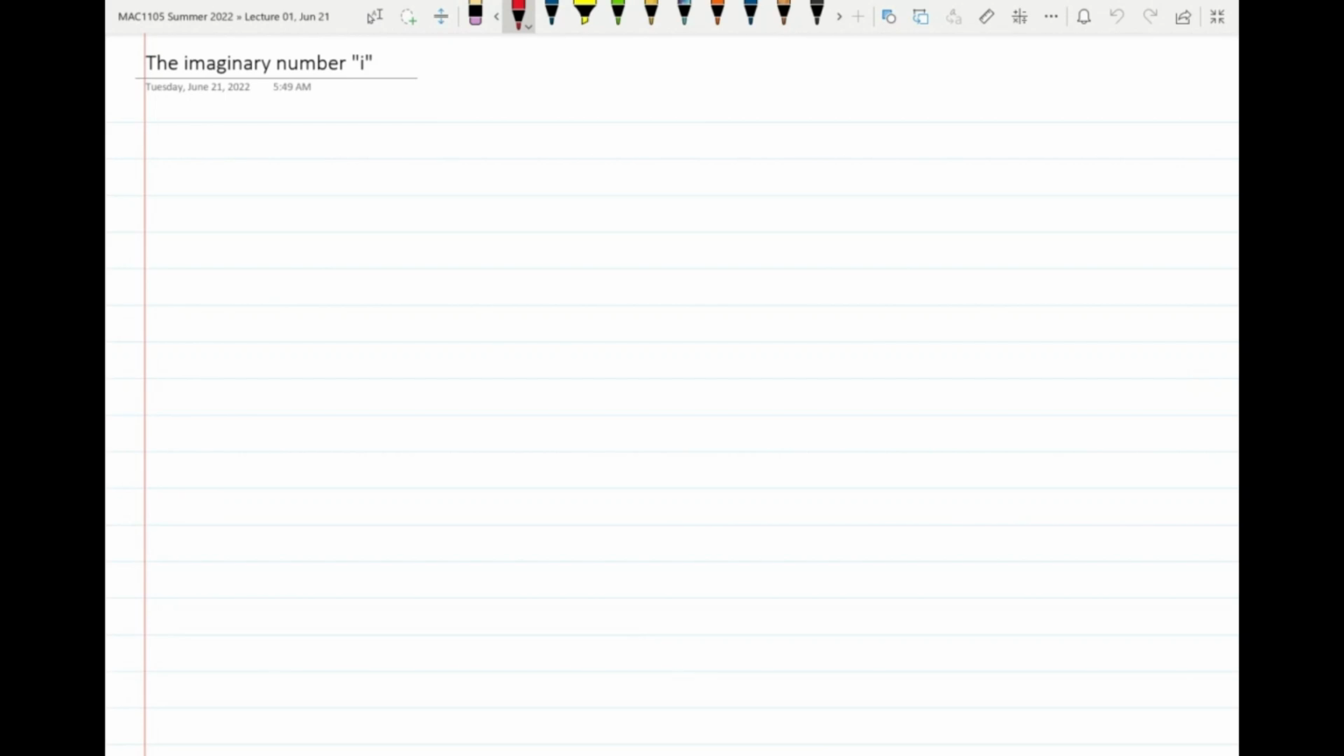Do you know what complex numbers are? Yes? Okay, so then this will go fast as well. Before I talk about complex numbers in general, let's talk about this little special number that we call the imaginary number or imaginary unit, which we represent by the symbol i.